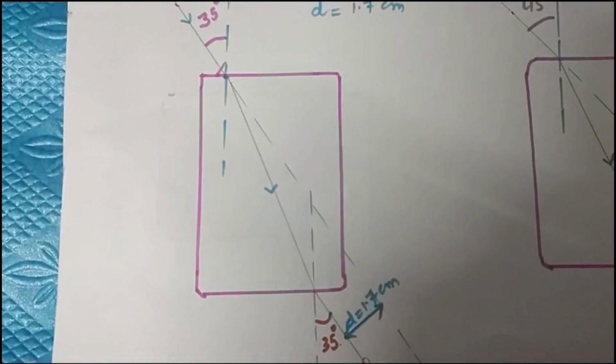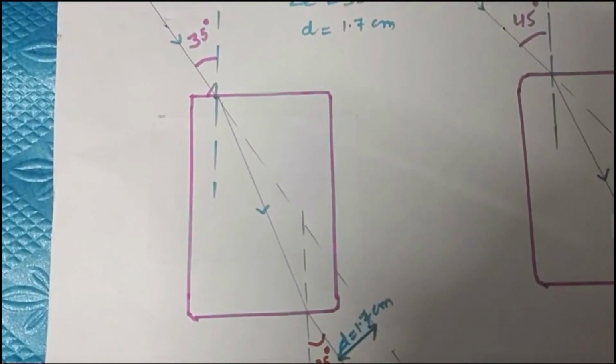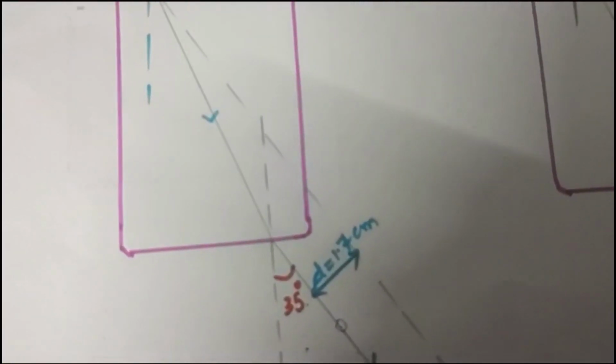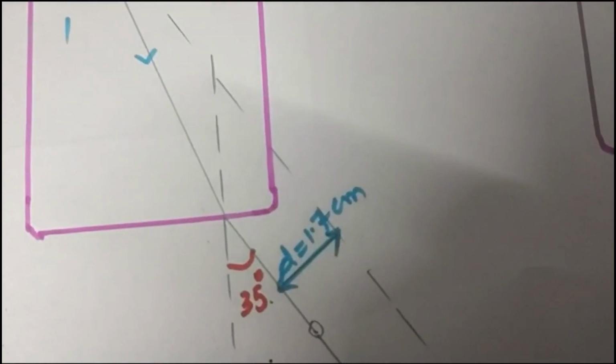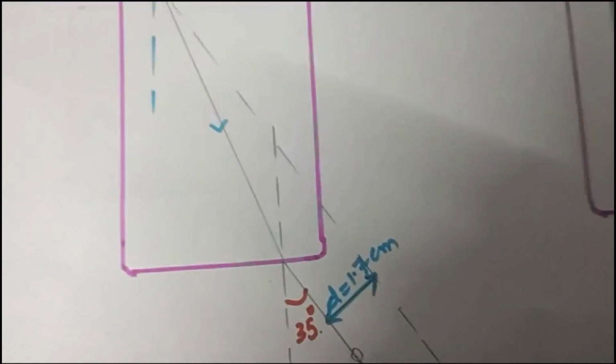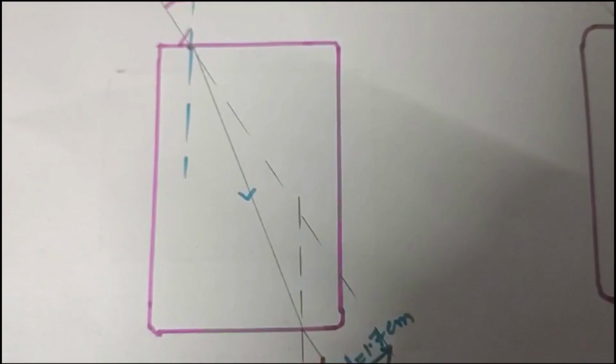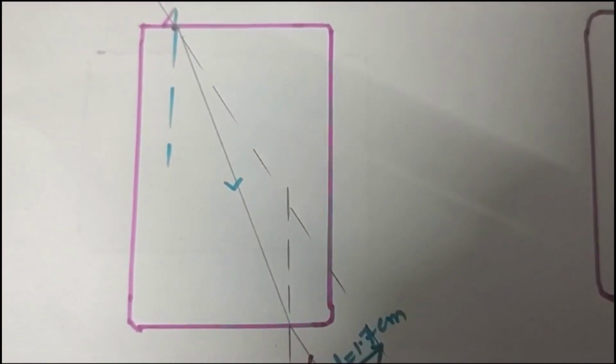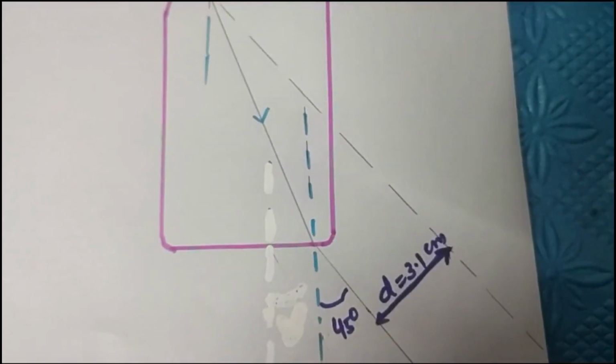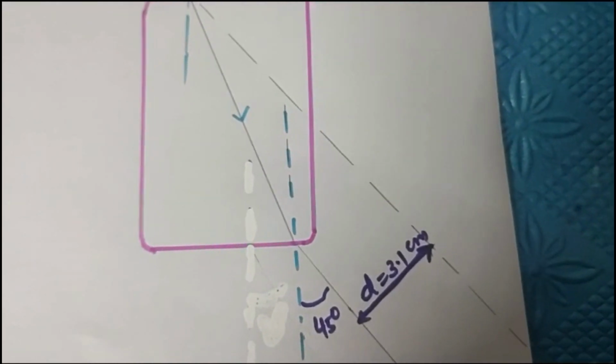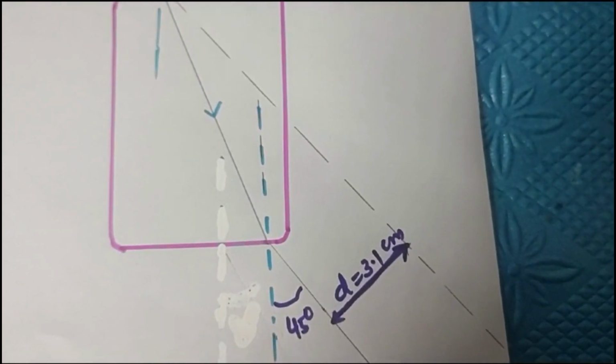In this case, when I have taken the glass slab in the other order, the angle of incidence is the same, 35 degrees, and the lateral displacement is found to be more. It is 1.7. Why is it more? Because the ray is traveling more distance in this glass slab. It has covered more distance because the glass slab is placed along breadth. Similarly, when I take a 45 degree angle here, the lateral displacement comes out to 3.1.